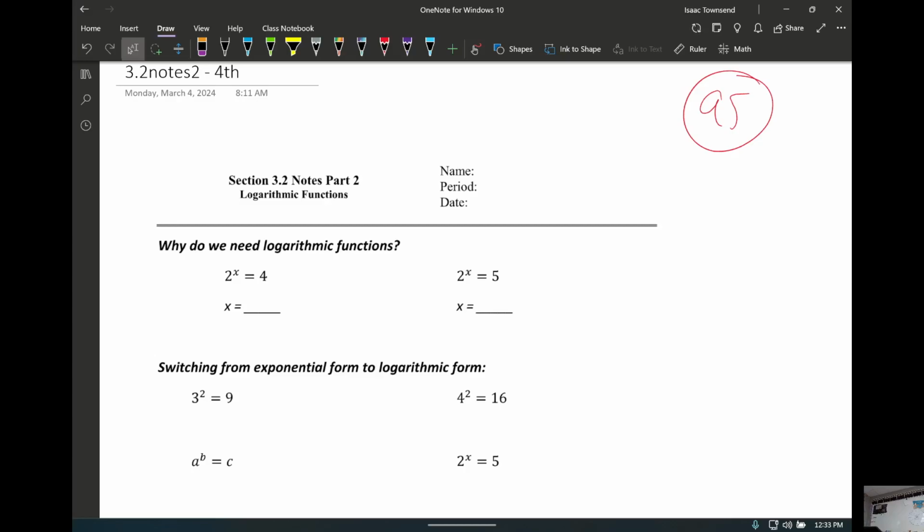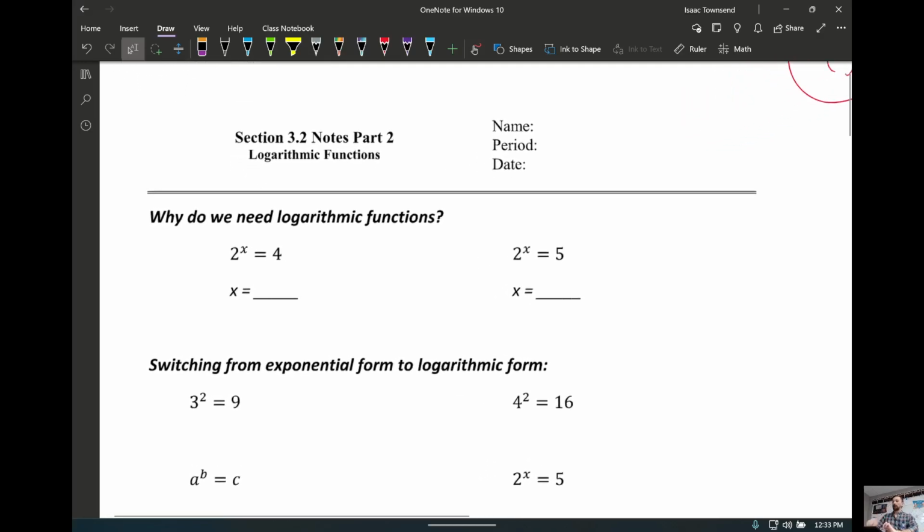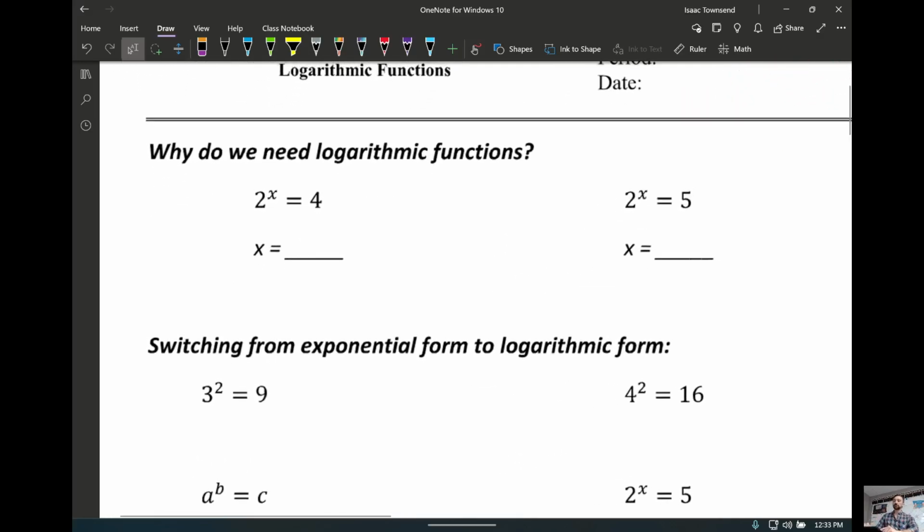The piece of advice I will give you is that you need to know the properties to survive this section. And when we come back from spring break, 3.3 and 3.4 are still about logarithms, and you'll still be using the same properties. So, all right, the first thing is convincing you why you need to know logarithms.